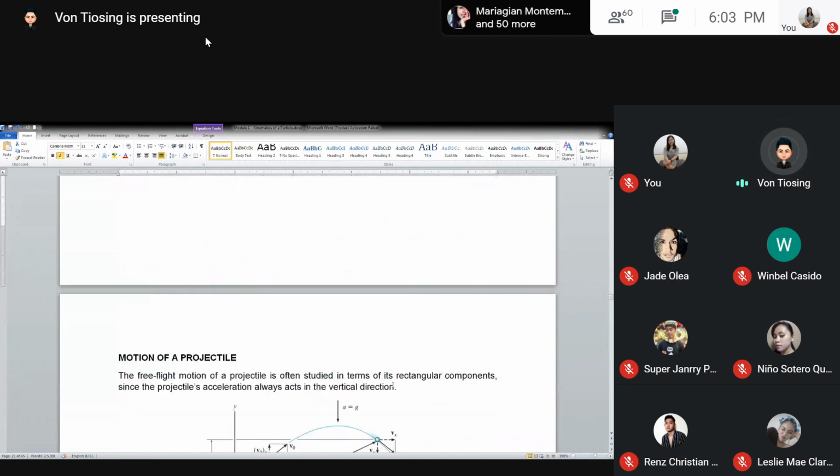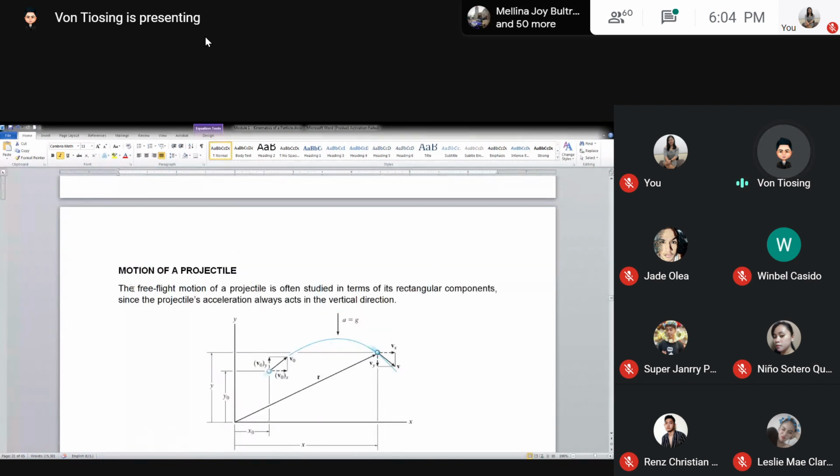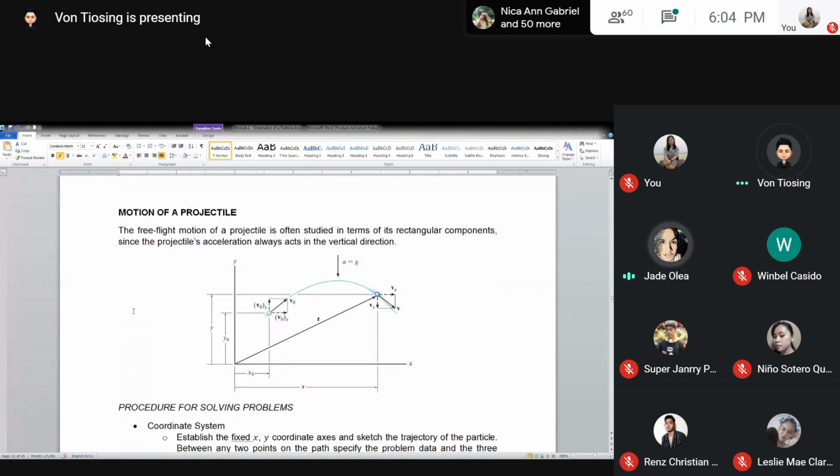So, before we proceed sa other components, discuss natin tong motion of a projectile or simply projectile. Dinidiscuss to sa physics ninyo eh. May physics kayo, di ba? This time? Or do I need to elaborate this? So, wala pa po kami sa projectile. Wala pa kayo. Sige. Iunahin ko na.